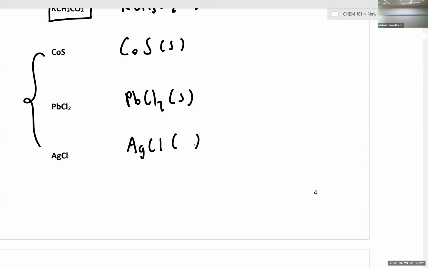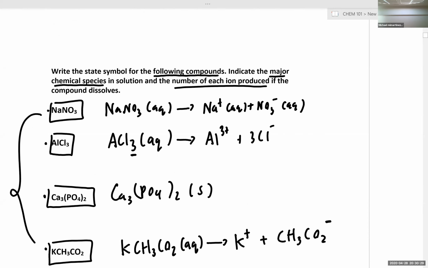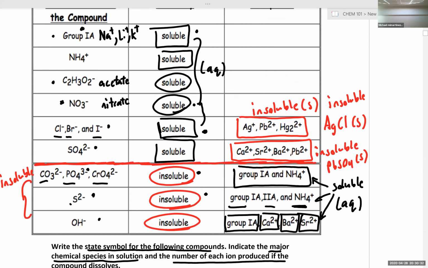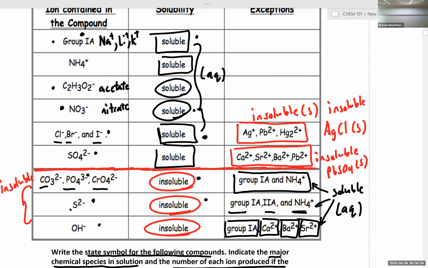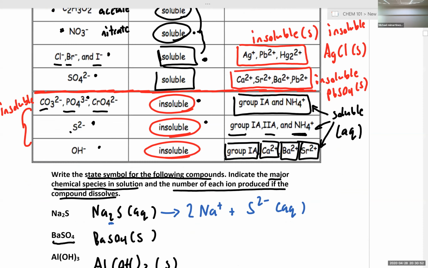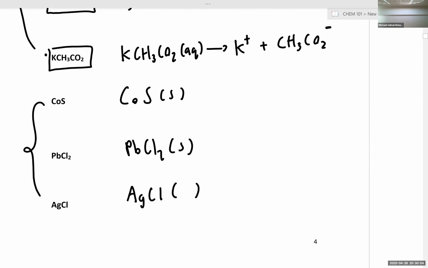Finally, let's do silver chloride. Let's go to our chloride or halide column. Chlorides in general are soluble. Do we see silver on the list of exceptions? Is silver chloride soluble or insoluble? Let's take a moment and read the table and see what we conclude. Insoluble. Yep, exactly right. So it gets a solid symbol and we don't dissociate it. Perfect.